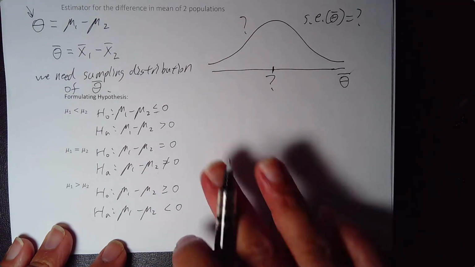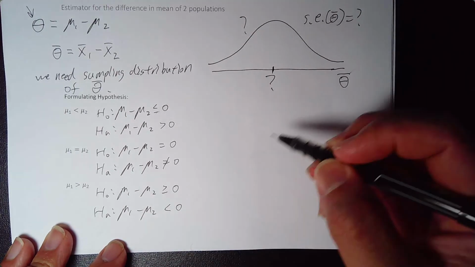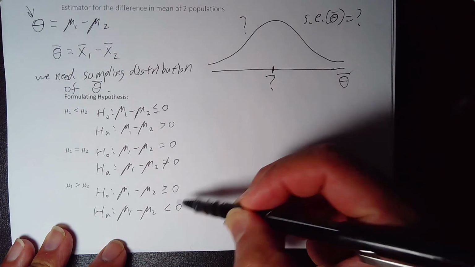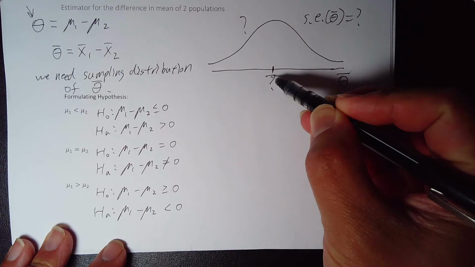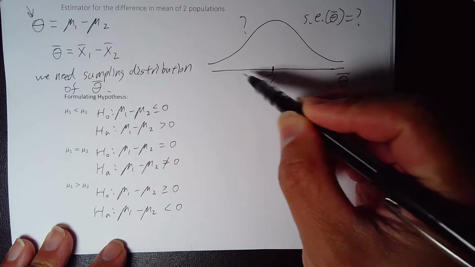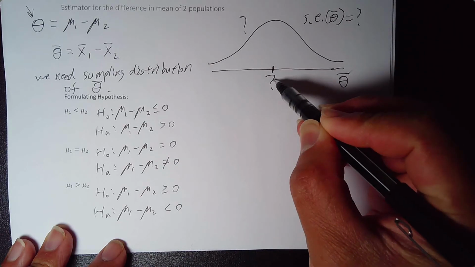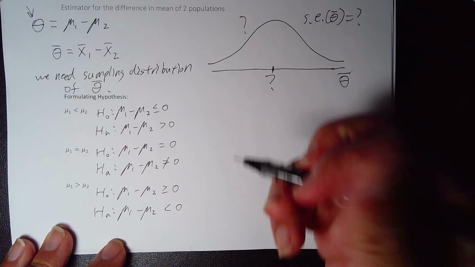Now, this will give us the center. The fact that we have zeros here tells us that in our null hypothesis, all the theta bar will always be centered at 0. Second, we need normality.